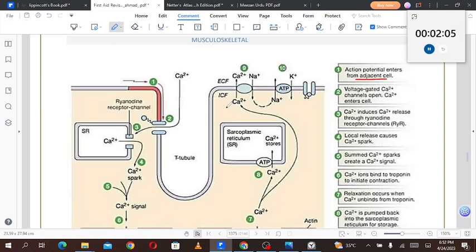Okay, so the T tubules are present in the cells, like in the cardiomyocytes. The T tubules are present, but the transfer of impulses from cell to cell takes place by the gap junctions. So number 1 is action potential enters the adjacent cells. Okay, from the adjacent cell, suppose there were gap junctions like this.